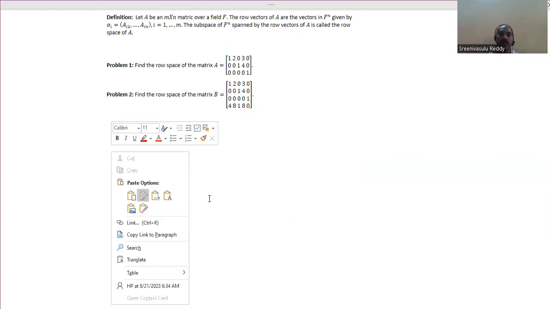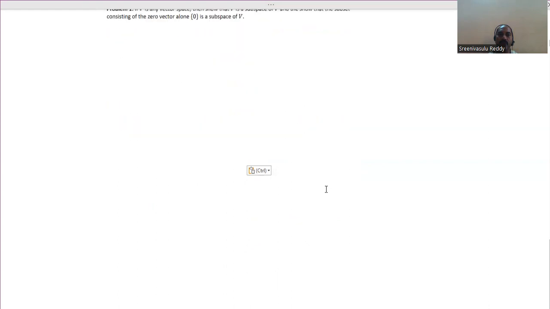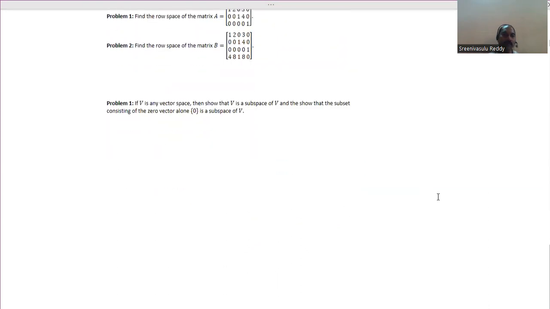So the first problem. V is any vector space. Show that V is a subspace, and show that the subset consisting of the zero vector is also a vector space. Every vector space has at least two vector subspaces. One of them is itself, another one is the zero vector space. A zero vector space is called the trivial vector space. Answer.